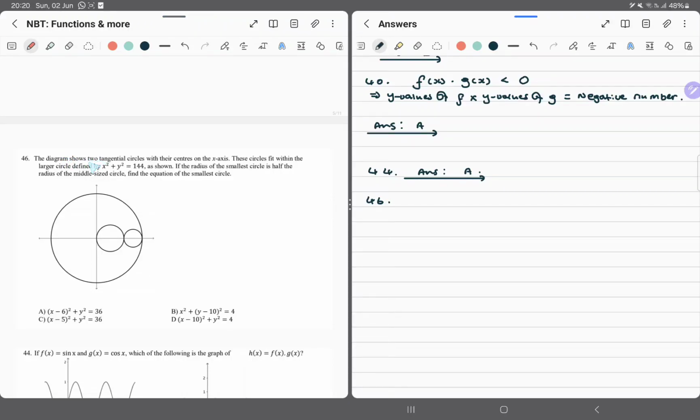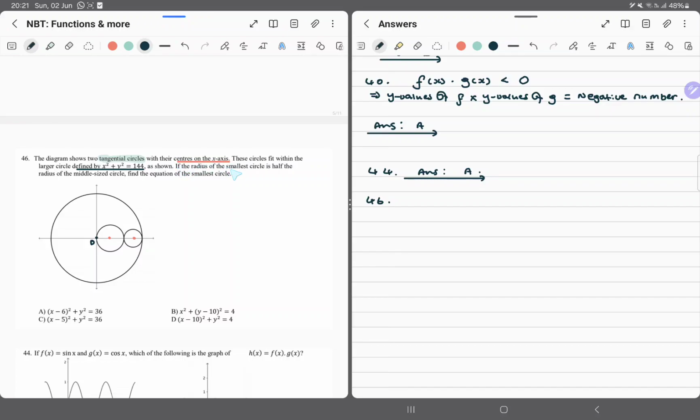46. The diagram shows 2 tangential circles with their centers on the x-axis. Okay, so we can see these are the 2 circles. There's a center there. There's a center there. And these circles fit within a larger circle defined by that. So this is the bigger circle with the center at the origin. So the center there is at 0.